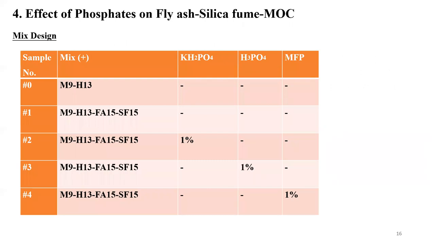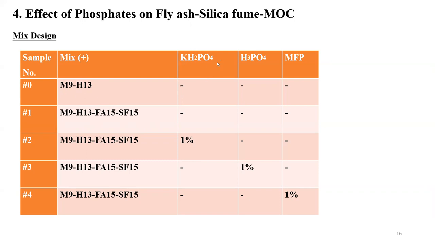So next, we try to improve the flexural water resistance. We investigated the effect of phosphate on the flexural strength of the MOC. We used three kinds of phosphate, listed in this table, and then we have the different mix designs. This is the basic formula, M9H13.